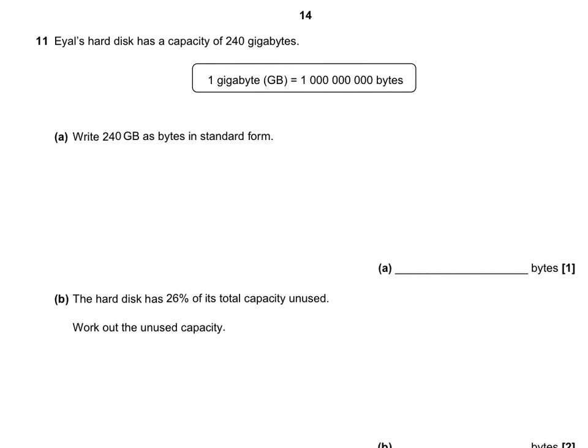Question 11. A hard disk has a capacity of 240 gigabytes. 1 gigabyte is 1 billion bytes. Write 240 gigabytes in standard form. So 1 gigabyte in standard form would be 1 times 10 to the power of 9. And standard form is always A times 10 to the power of B, but A is always something between 1 and 10.